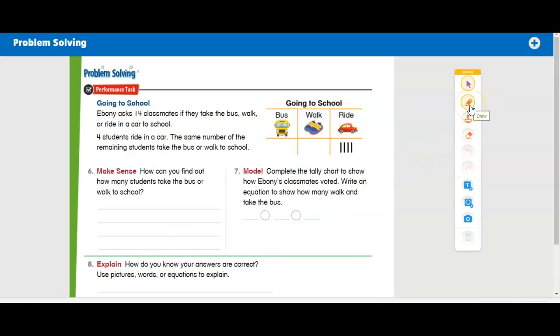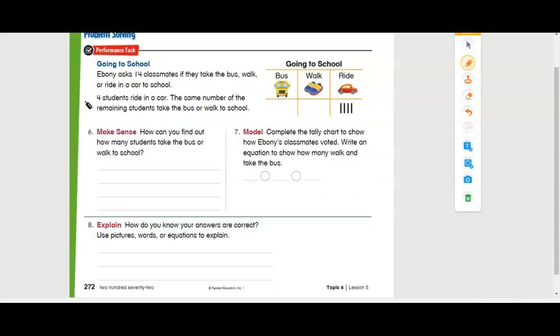For the last part of our activity today, we are working on page 272. We are going to be problem solving. To begin, it says, going to school. Ebony asks 14 classmates if they take the bus, walk, or ride in a car to go to school. 4 students ride in a car. The same number of the remaining students take the bus or walk to school.